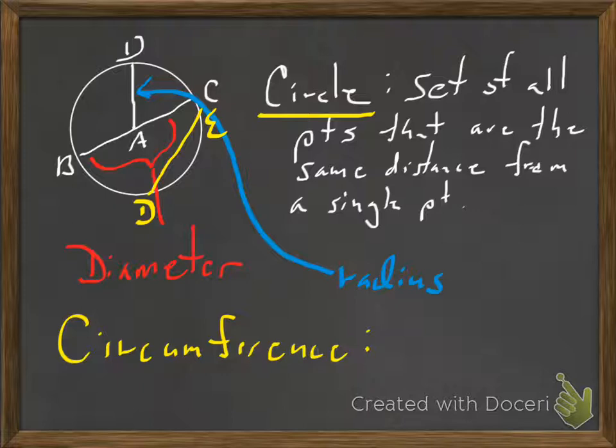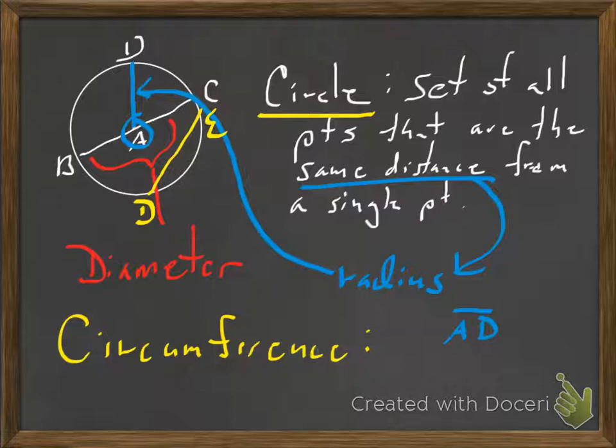Now that fixed distance is in blue right here. It's called the radius. So the same distance is essentially the radius. So the radius is the distance from the center of the circle out to the edge. So segment AD would be a radius. And remember from last chapter the notation for segment: you use the two letters and you put the bar on top.